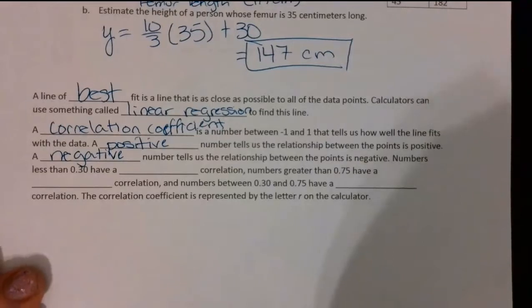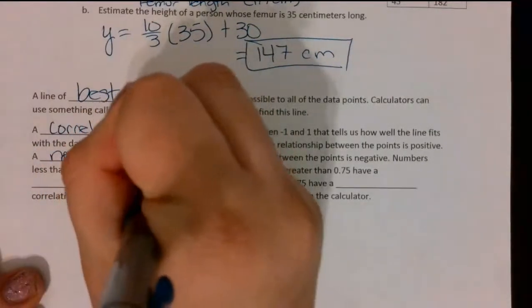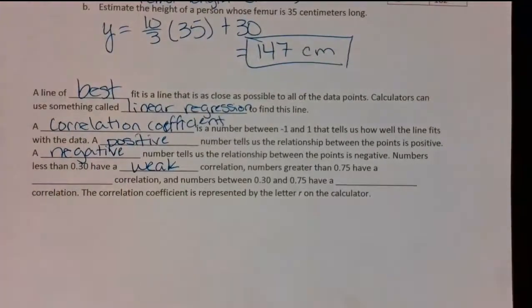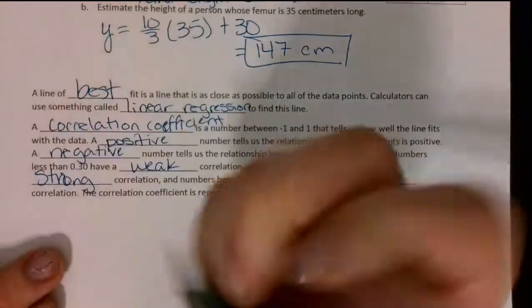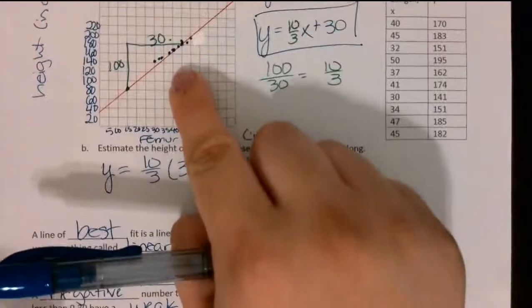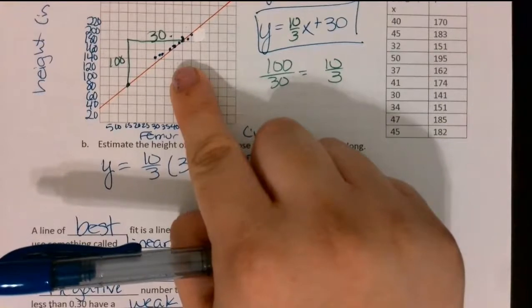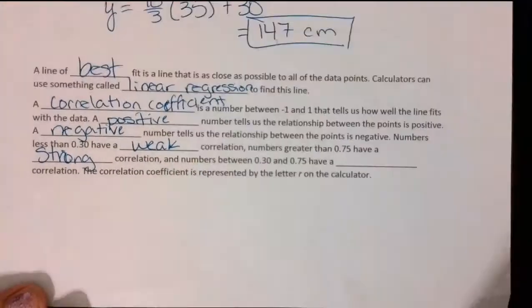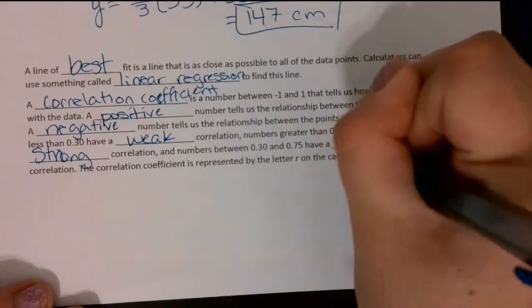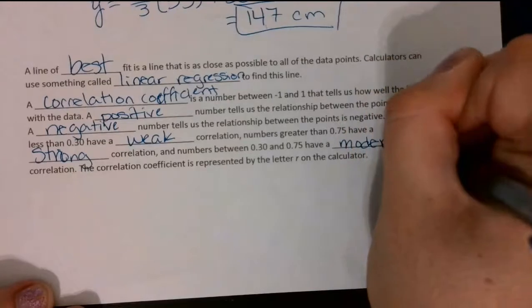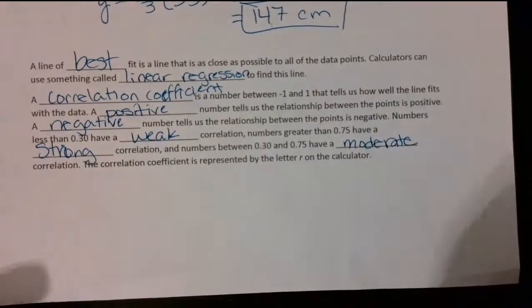Numbers less than 0.3 have a weak correlation, so it means that while they're all trending in the same direction, they are not very close together. Numbers greater than 0.75 have a strong correlation. So if I had to guess, I would say these ones probably have a strong correlation because they're very close together. And between 0.30 and 0.75, they have a moderate correlation. The letter R on the calculator represents correlation coefficient.